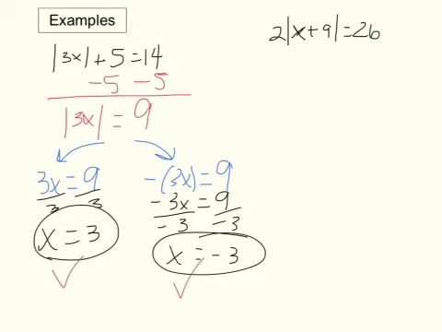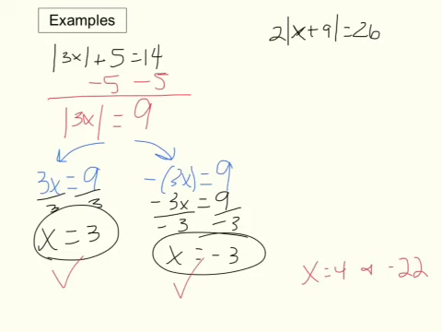So go ahead and try this next example on your own: 2 times the absolute value of x plus 9 equals 26. Go ahead and pause the video, work it on your own, and then come back and you can see if you got it right. Alright, so here is how we solve this next one. Your answers should be 4 and -22.